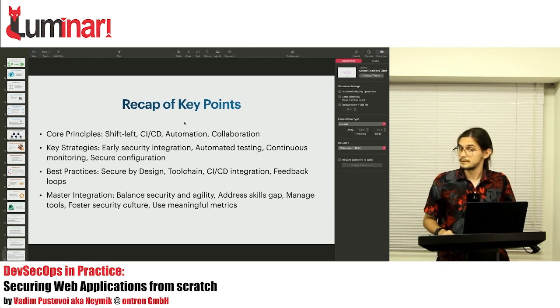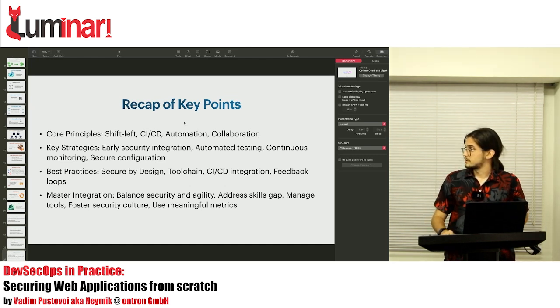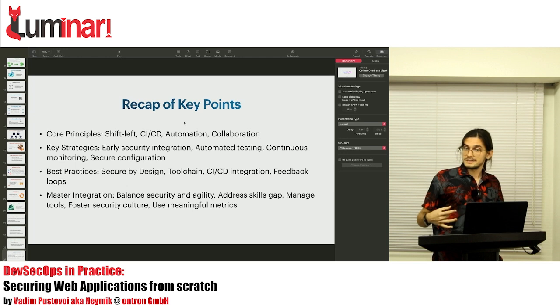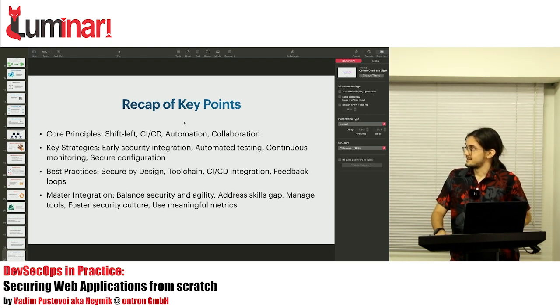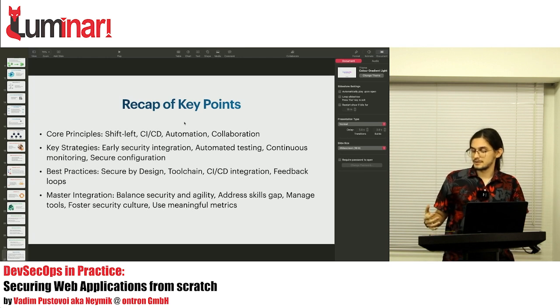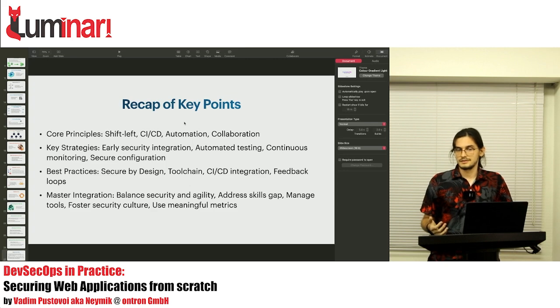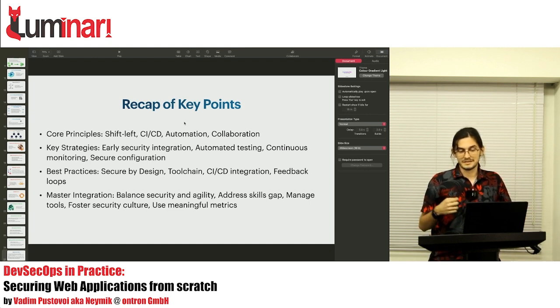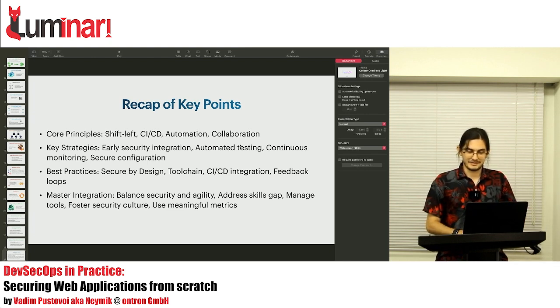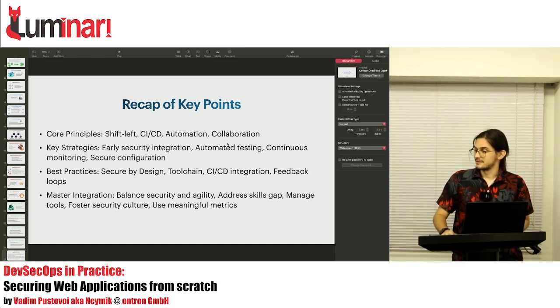Let's recap the key points. The main thing to do in DevSecOps is to integrate security. The shift left practice is very good because we can analyze the security before the actual development processes and make the application secure from the start.